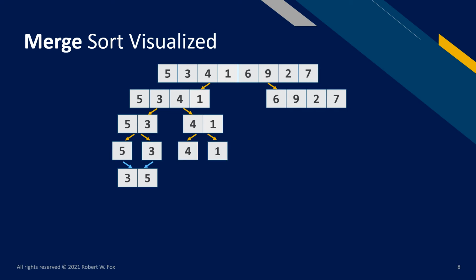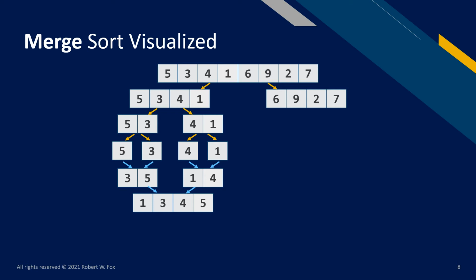At this point, we're going to go back to where we left off with our splitting on the left side. And we're going to take 4 and 1 and break it into two halves. And again, we find that we have lists of size 1 that we can recombine in the correct order. Now, we've got two merged lists, 3, 5 and 1, 4. So now we can take those two lists and merge them together in the correct order, and we complete the left side of our list. Notice that it's sorted: 1, 3, 4, 5.